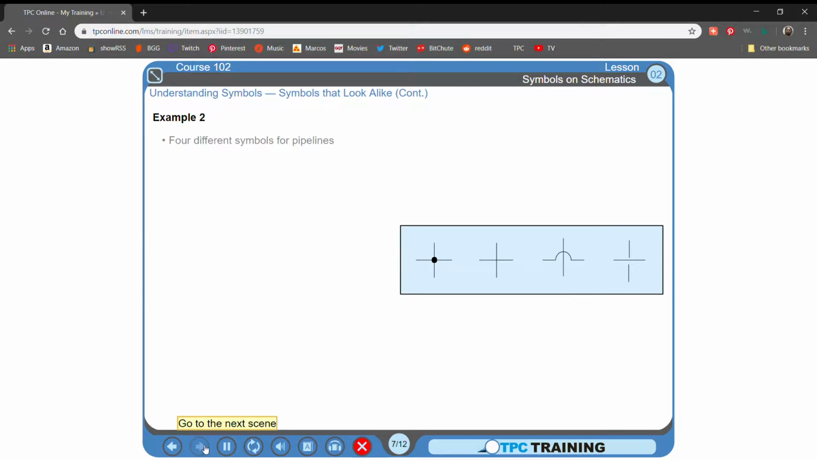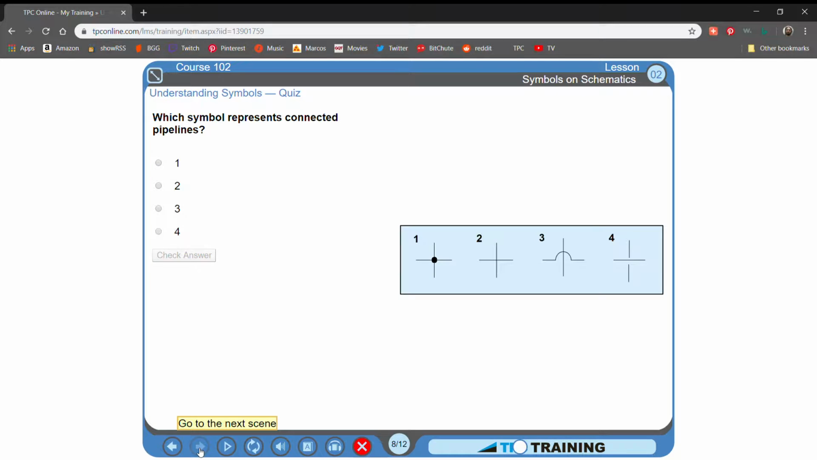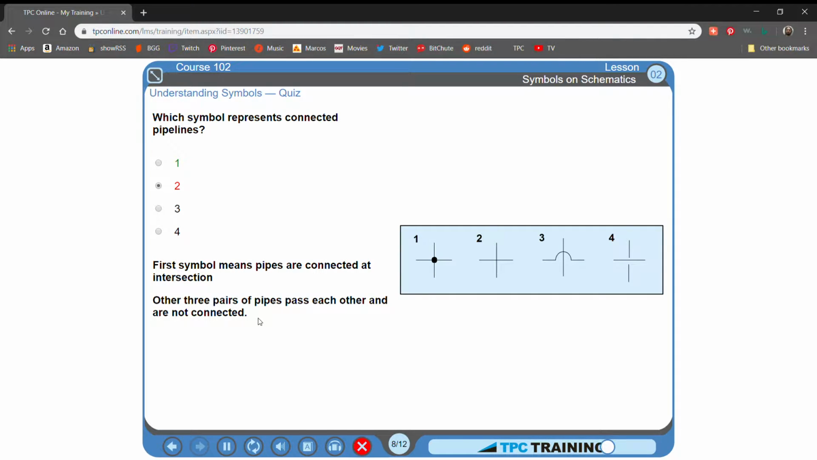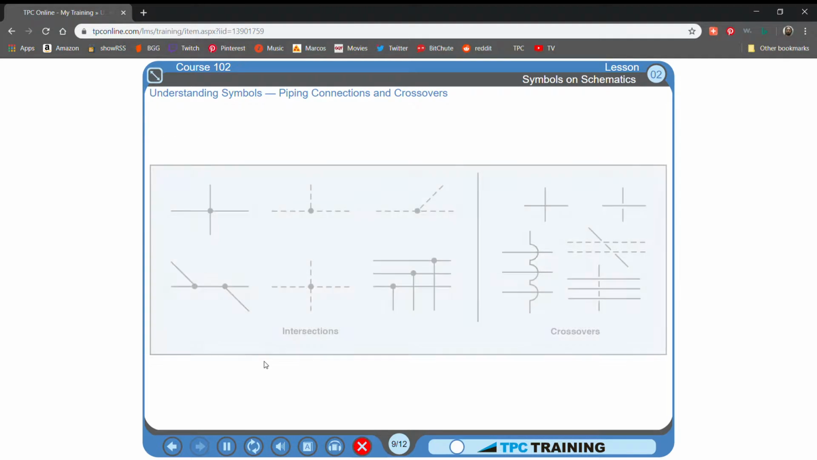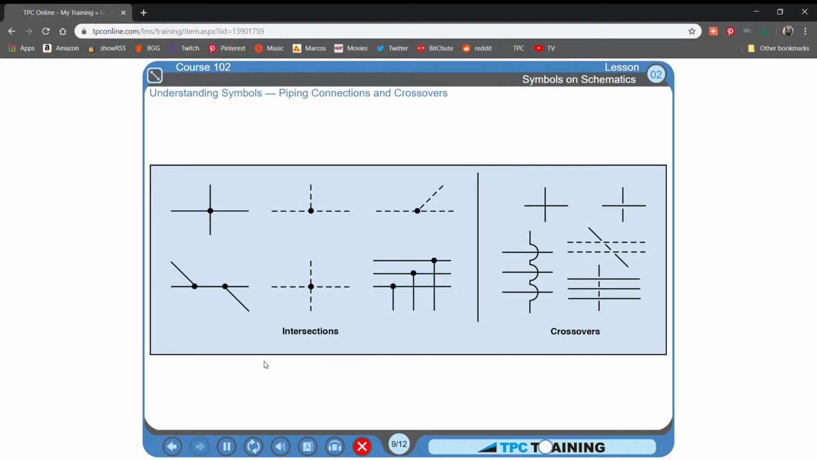Example 2. Here are 4 different symbols for pipelines. They are similar in appearance but different in what they represent. Which symbol represents connected pipelines? That is not correct. The first symbol means that the pipes are connected at the intersection. The other 3 pairs of pipes pass by each other. They are not connected. This chart shows other piping connections and crossovers you may find in piping diagrams.